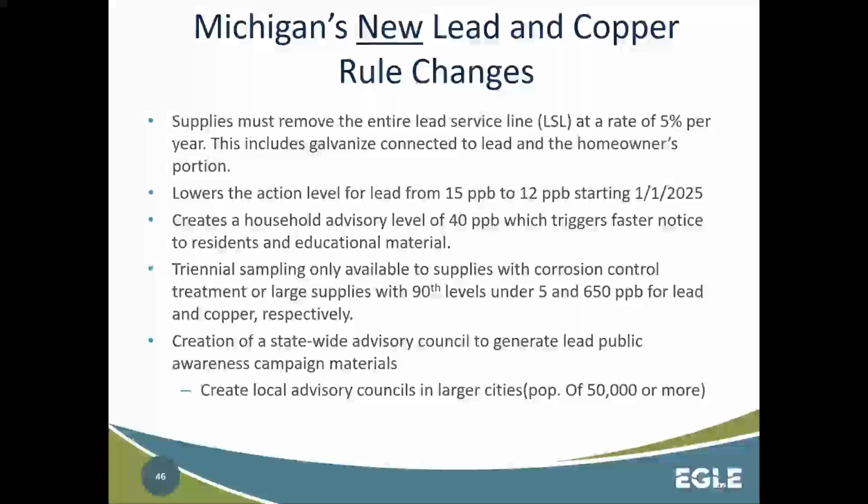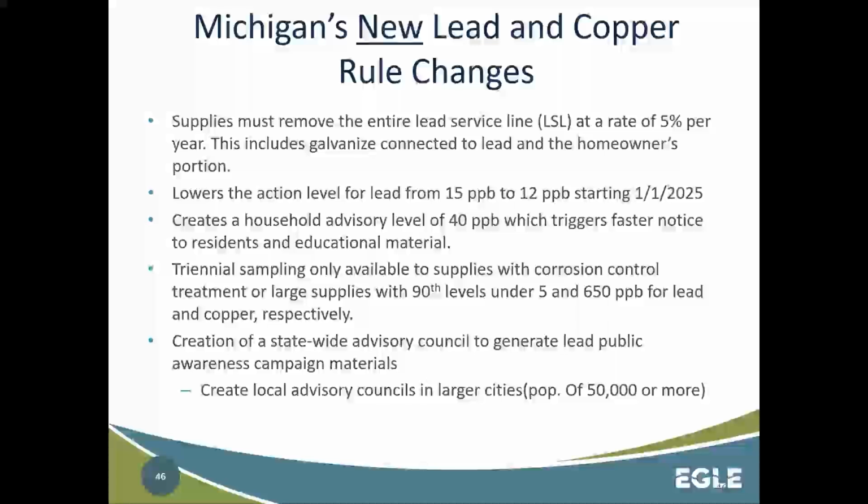So getting into the new lead and copper rule. So that 5% replacement requirements for lead service lines or galvanized previously connected to lead. Eventually, we're going to be lowering the action level for lead from 15 to 12 parts per billion. That's going to start January 1st of 2025. Creates a household advisory level of 40 parts per billion. Basically, that triggers faster notice and educational materials for those homeowners.